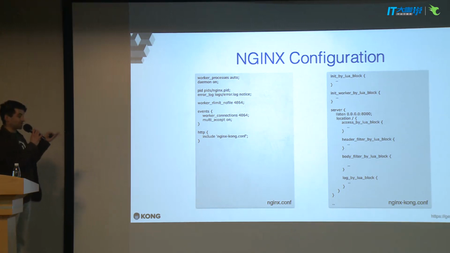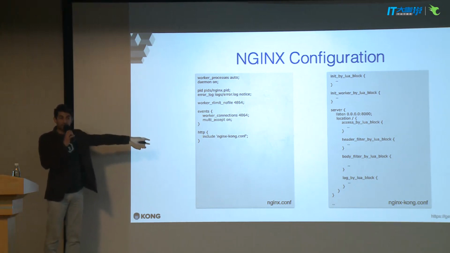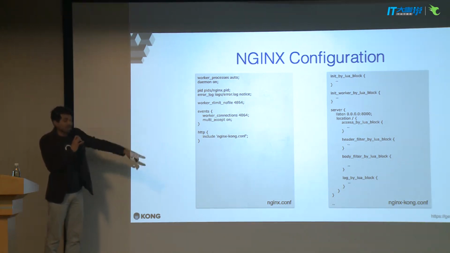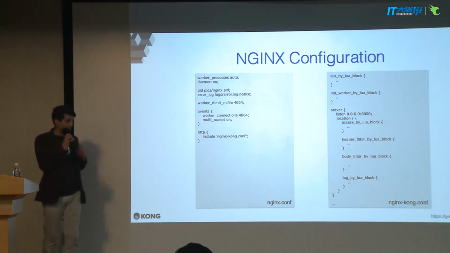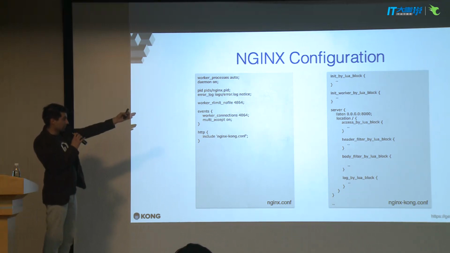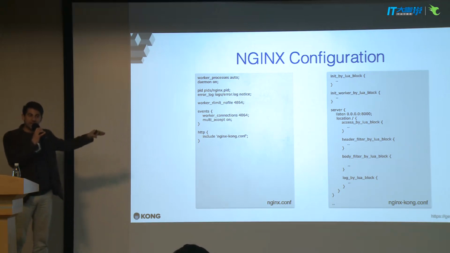This is the underlying Nginx configuration. We have the nginx.conf file, which includes the Nginx configuration file and handles the OpenResty directives on Kong. So we have the usual access by Lua, header filter, body filter, log by Lua, and so forth. Those are the events that plugins can then hook into with Kong.